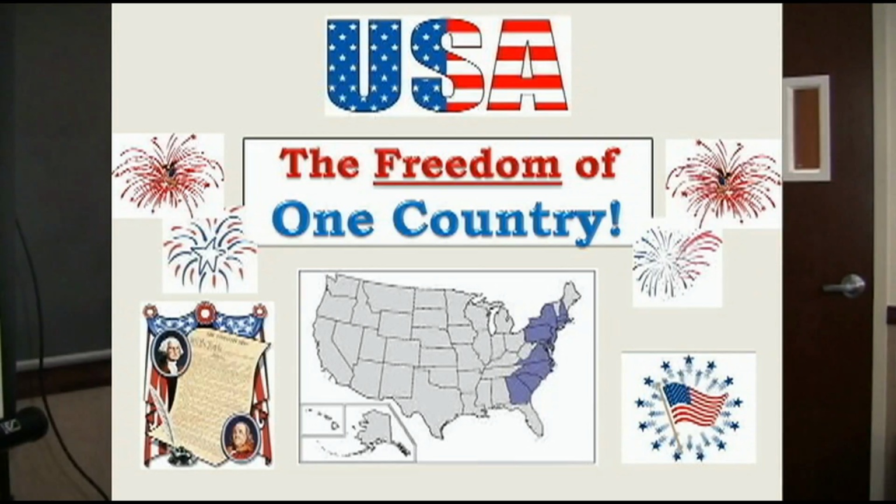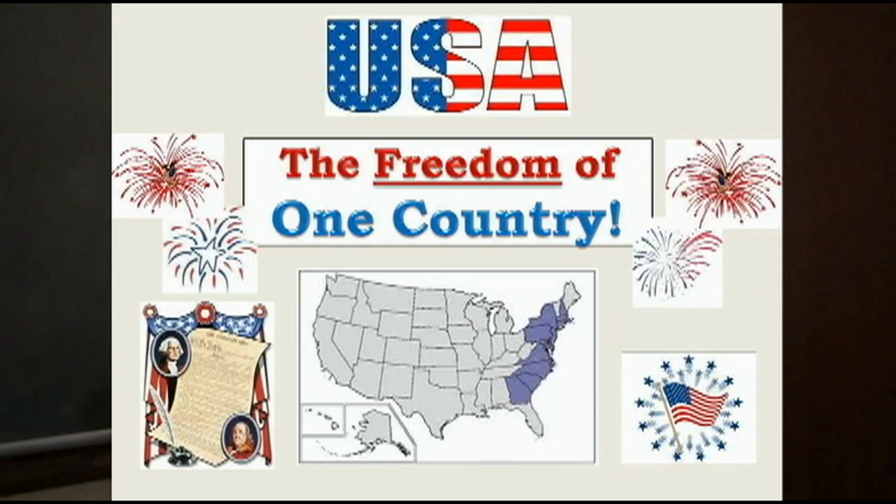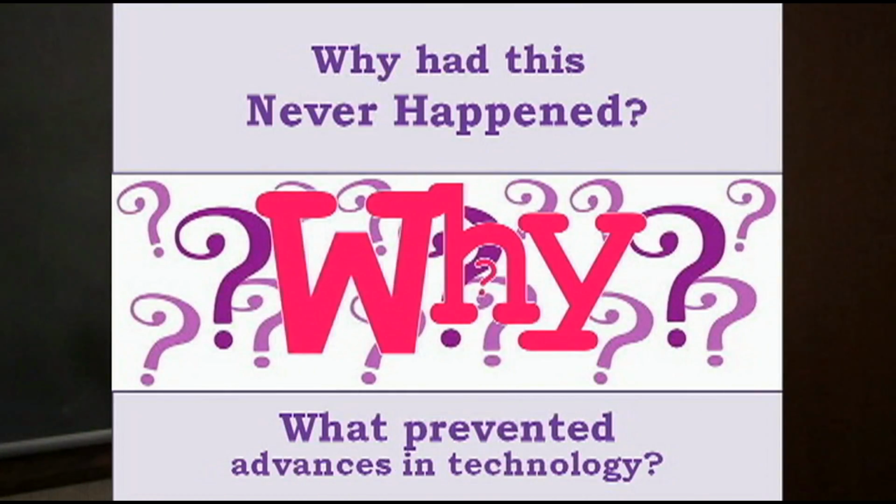All right? So we are here to celebrate. These lessons are to help you discover the amazing thing that happened in the United States. And to just be so excited and happy about what happened. Because we love what we enjoy today, don't we? Even electric lights is amazing. We don't have candles anymore. We don't depend on kerosene lamps. So it was the freedom of one country. So why had this never happened before? Why? That's the purpose of this lesson here.